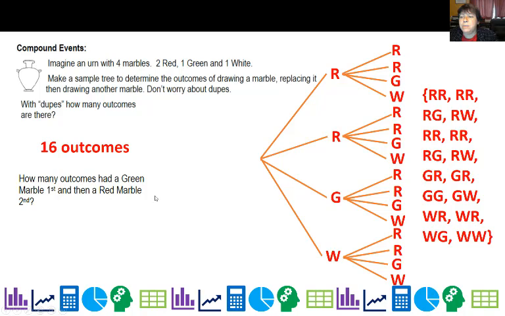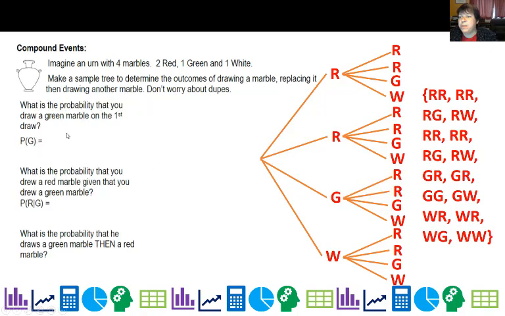Now, how many outcomes had a green marble first and then a red marble second? These two did. And so I have two outcomes with the green marble first and the red marble second out of 16. So if I were to ask you the probability of drawing a green marble on the first draw, what would you think it would be? Well, on the first draw, there are four marbles. One is green. So you should hope that it is 1 out of 4. And you can kind of see this in our tree diagram here.